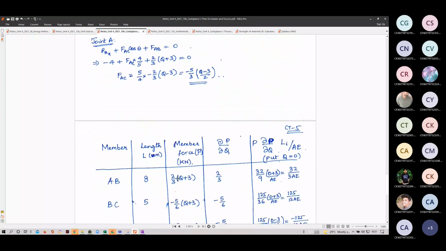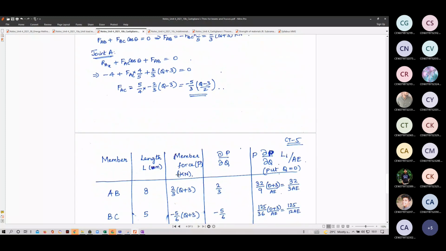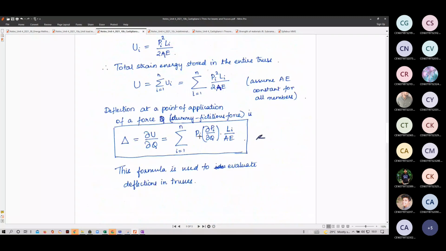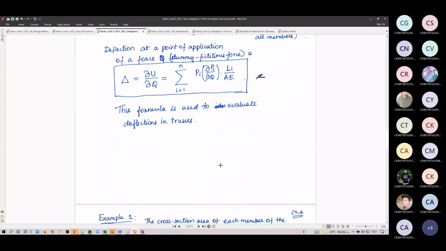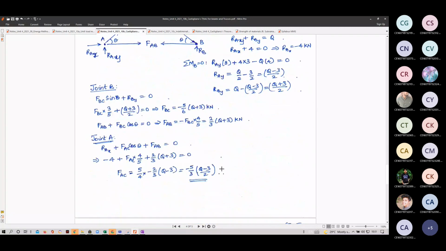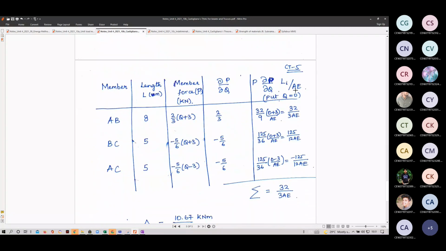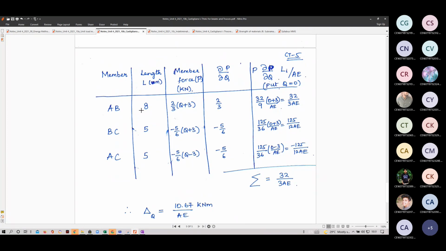So now after that we should write a table like this. Why? Because we have to do the summation. Remember, the summation involves member forces, partial derivative, length, and AE. So let us do this. Of course, AE is common, so you can omit AE and at the end you can put AE, it doesn't matter. But this is the method.